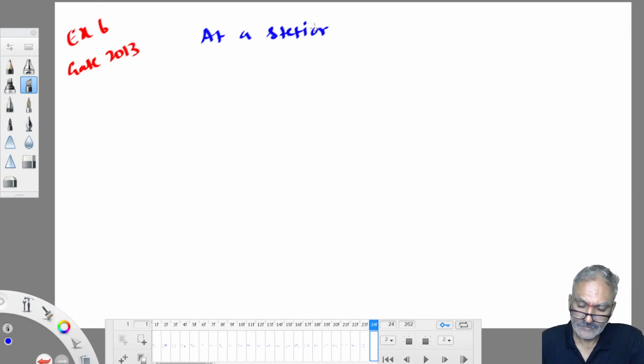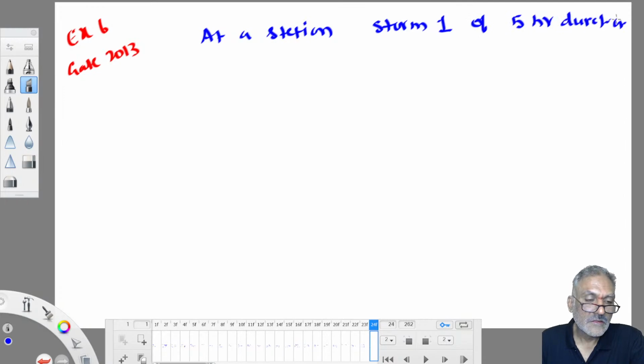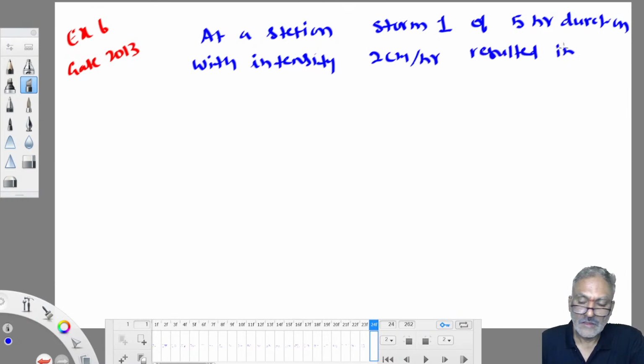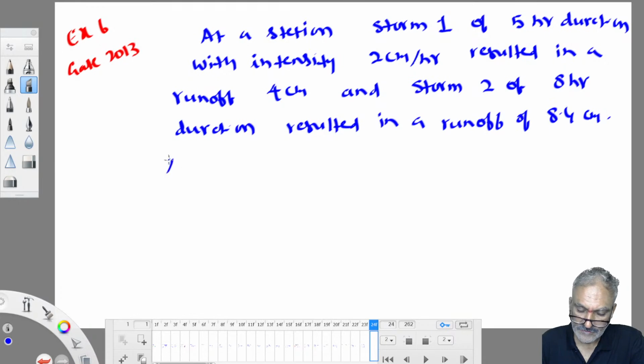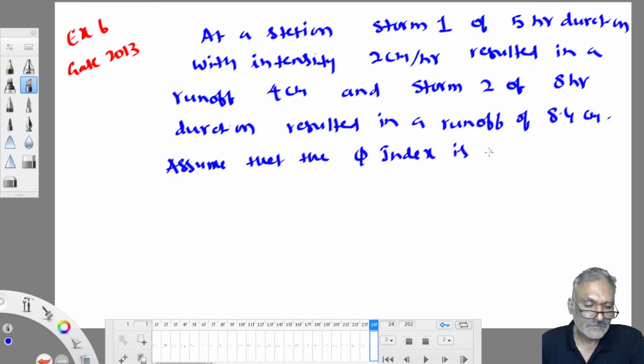At a station, storm 1 of 5-hour duration with intensity 2 centimeter per hour resulted in a runoff of 4 centimeter, and storm 2 of 8-hour duration resulted in a runoff of 8.4 centimeter. Assume that the pi index is the same for both the storms.